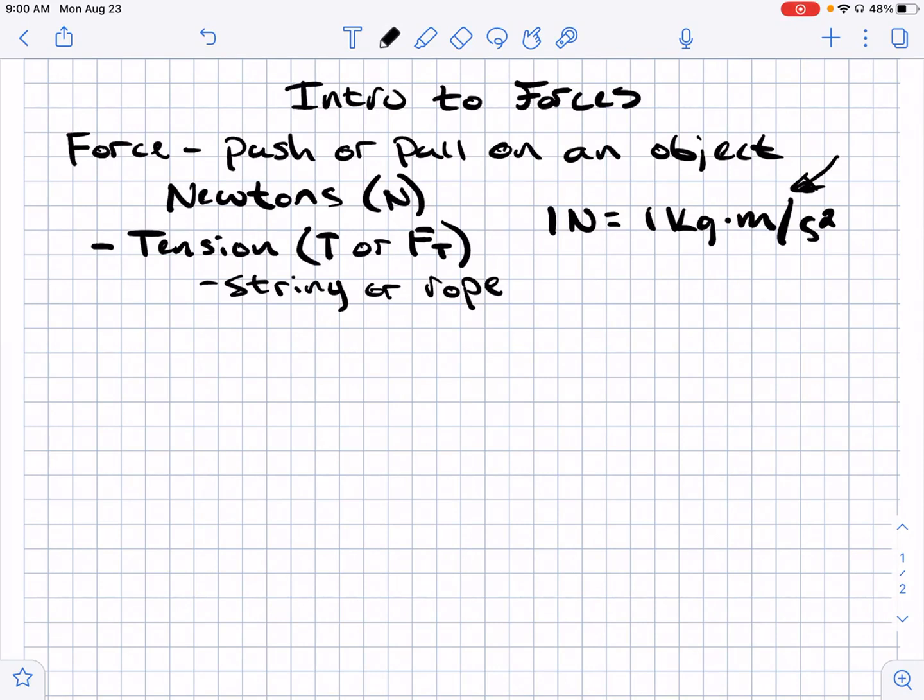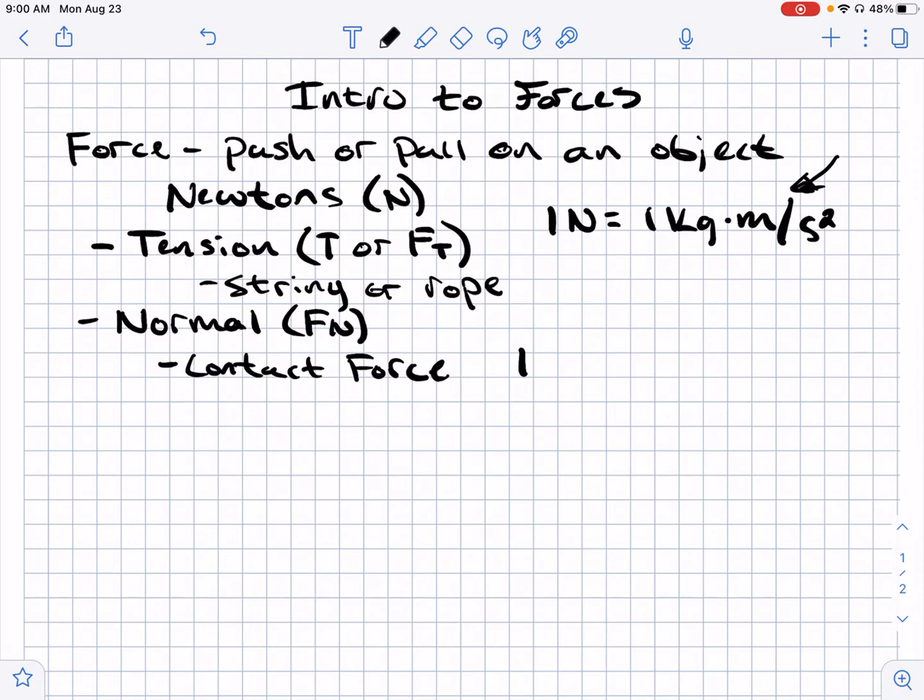Another common one that we're going to see is what we call the normal force. For the normal force, we use the symbol F subscript N. The normal force is a contact force. So anytime an object is in contact with some kind of surface, there's going to be a normal force there. The thing about the normal force is that it is always perpendicular to the surface. We'll look at some examples of that when we draw some free body diagrams.